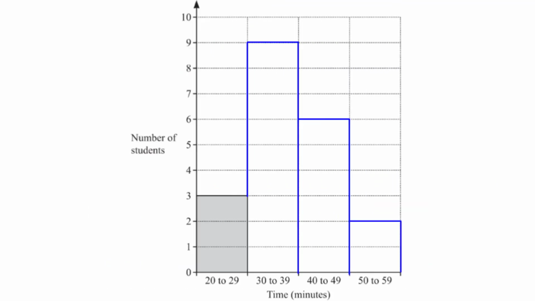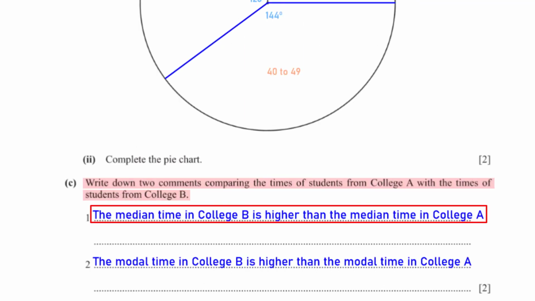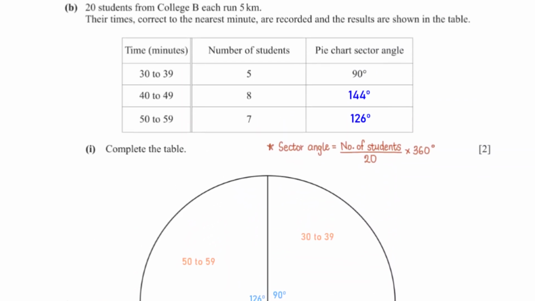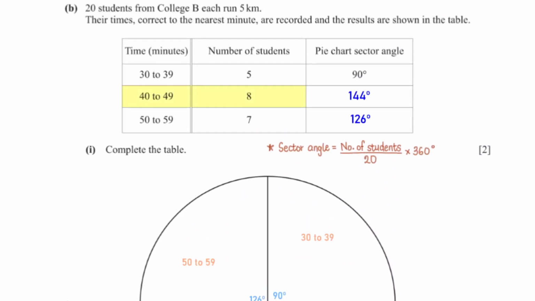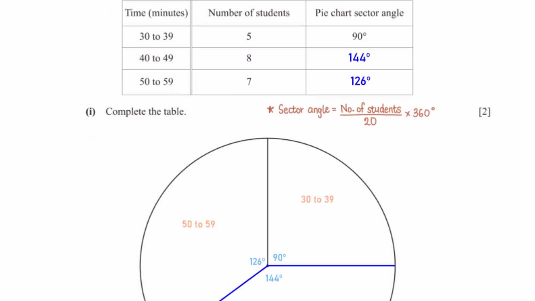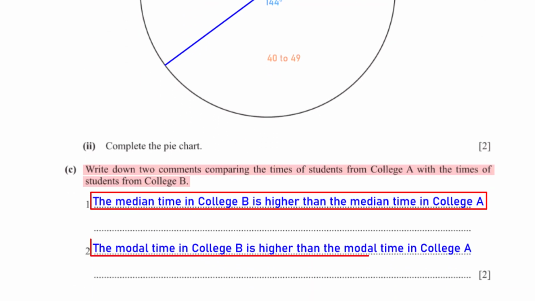From part AIV, we see that the modal time for College A is 30 to 39 minutes. From part BI, we see that the modal time for College B is 40 to 49 minutes. So we can say that the modal time in College B is higher than the modal time in College A.